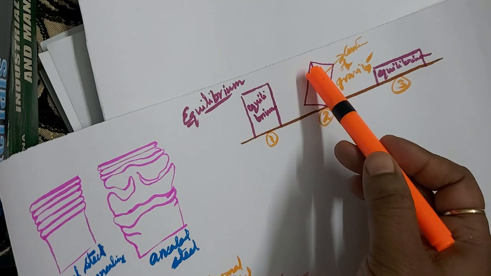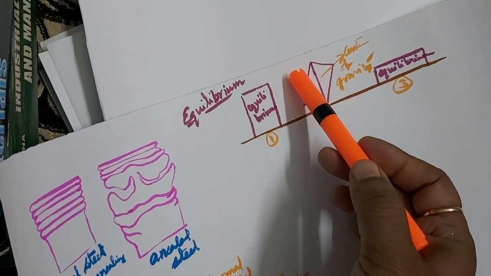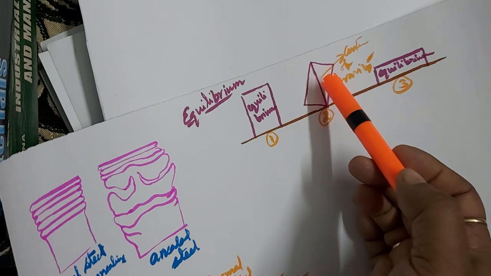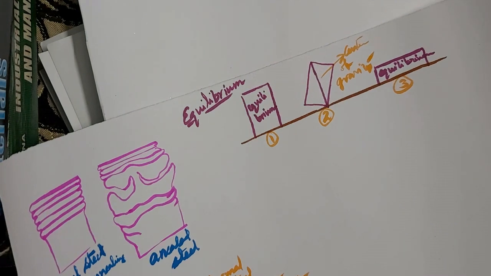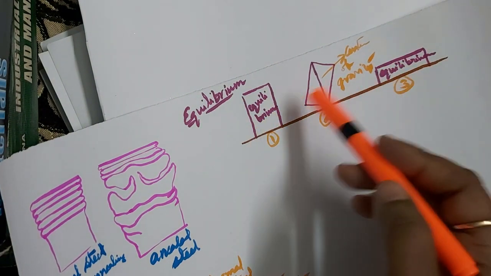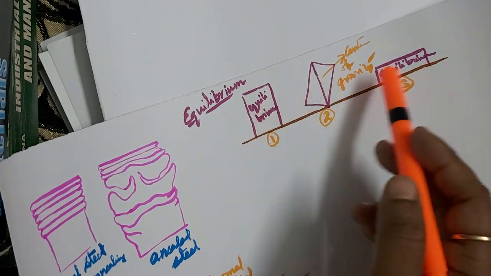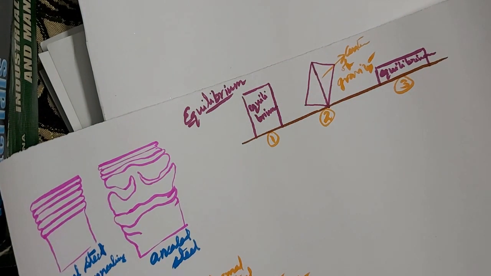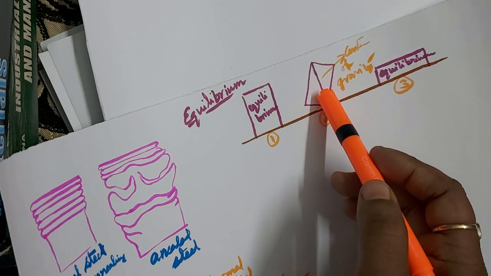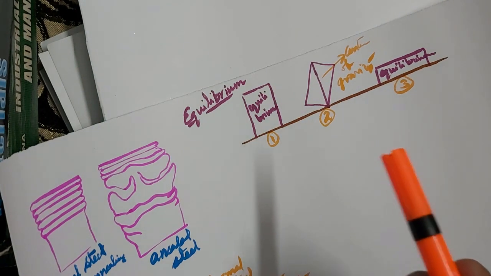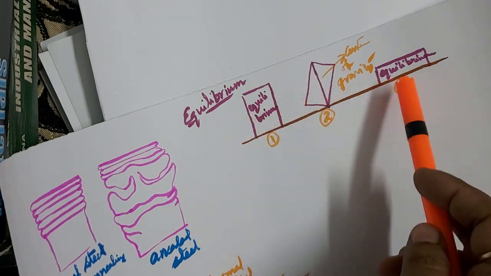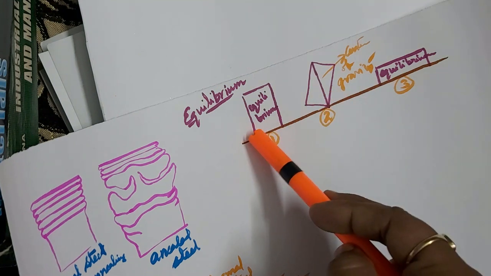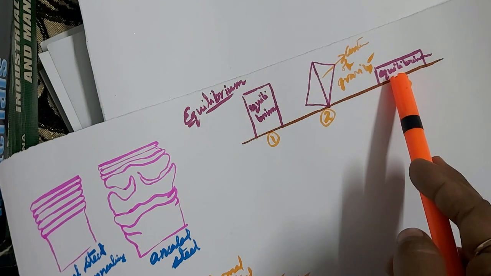If we give a little amount of push over there, it will go to an equilibrium state. But in these two cases, we have to give more force to change their positions. Here, to change its position, we have to give a very little amount of force in this block. But in these two cases, we have to give a lot of force to change their positions.